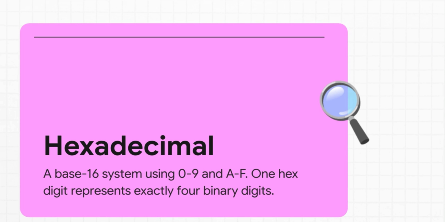And this is where hexadecimal, or hex for short, comes to the rescue. It's a base 16 system. Now, to get 16 unique digits, it uses our normal 0 through 9, and then it just borrows the letters A through F for the values 10 through 15. And the reason this is so absolutely brilliant is because 16 is a power of 2. It's 2 to the power of 4, and that creates this perfect, clean bridge between binary and hex.